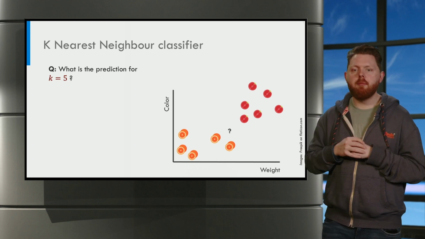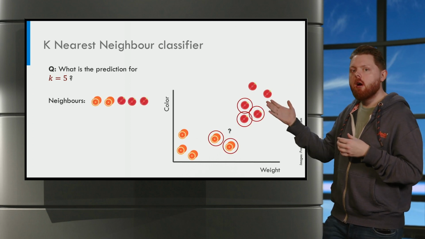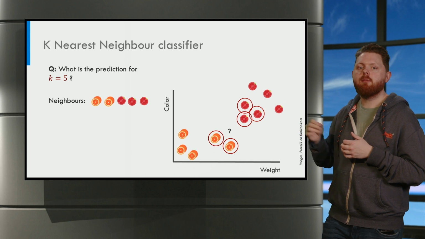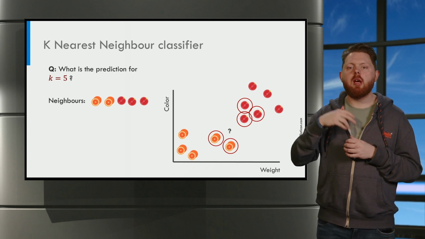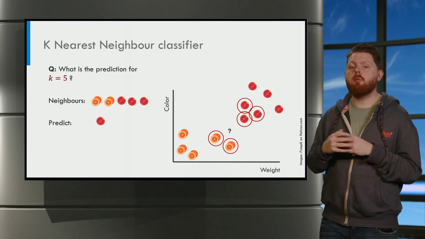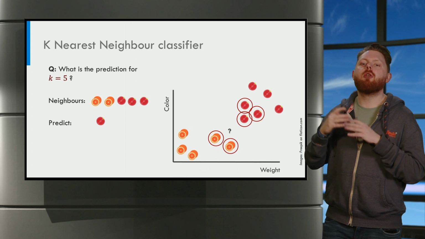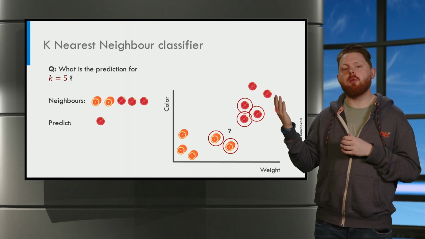Okay, welcome back. I hope that you saw that these are the 5 nearest neighbors. So we have 2 tangerines and we have 3 tomatoes. Therefore, the majority is tomato, so the nearest neighbor classifier predicts tomato for the question mark.